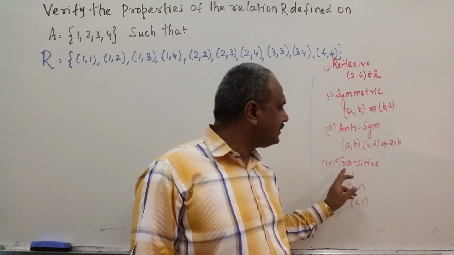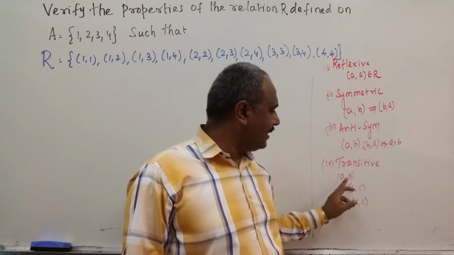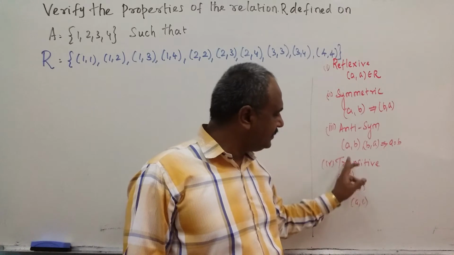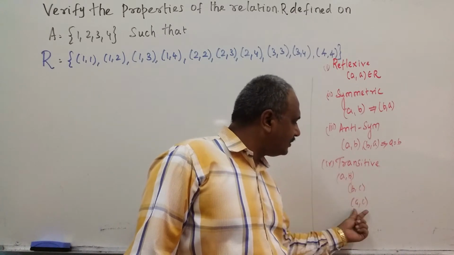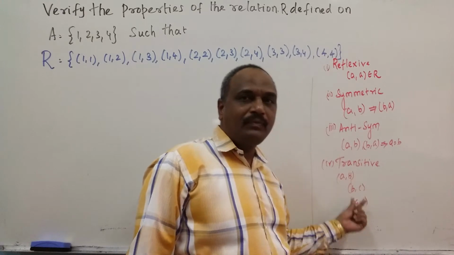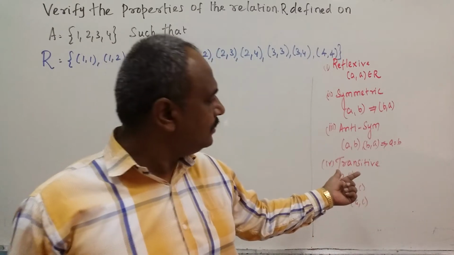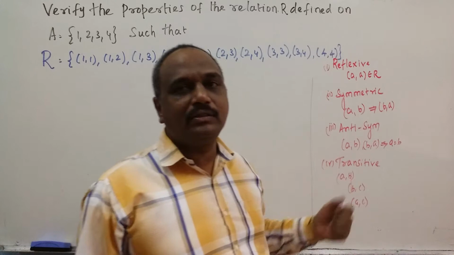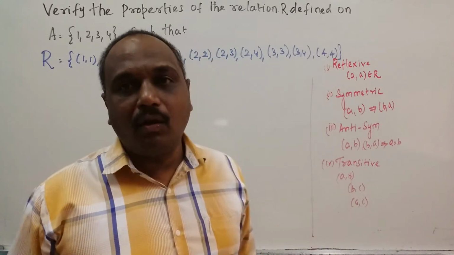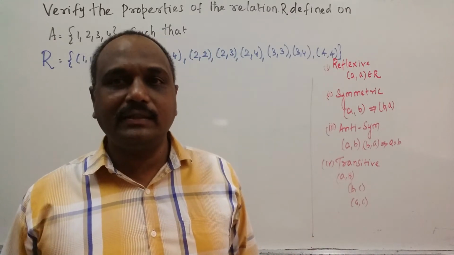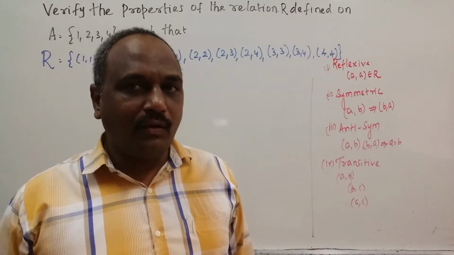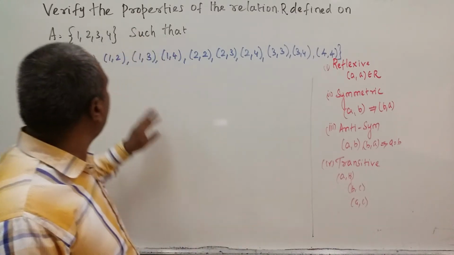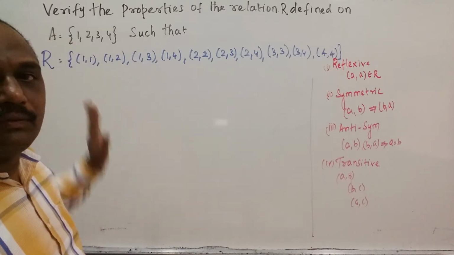And finally, we discussed the transitive. When I am having (a, b) and (b, c), if I close this b, and (a, c) is available, then it is called transitive. Otherwise, this is called non-transitive. This we discussed in the previous class. Now, we are going to continue with one more problem today in this video.